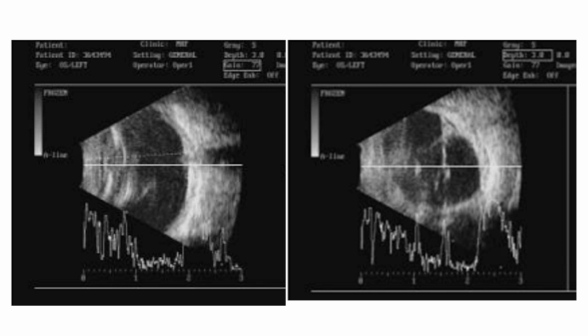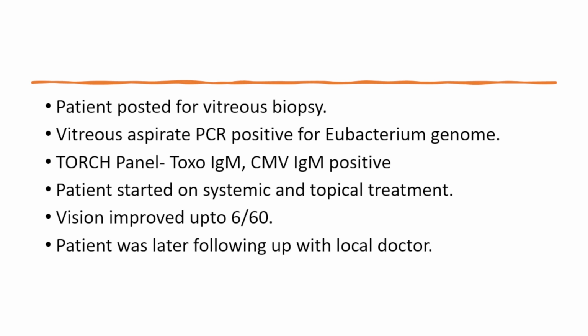The granuloma is anteriorly over here. In the fundus image, we can see that this is the optic disc. The membranes are extending from the disc towards the peripheral granuloma. So the patient was posted for vitreous biopsy, and PCR was done on the vitreous aspirate, which showed Eubacterium genome positive. The Toxo IgM and CMV IgM were also positive. So the patient was started on systemic and topical treatment. Vision after systemic treatment improved to 6/16, and the patient later followed up with his local doctor, so further follow-ups were not done.